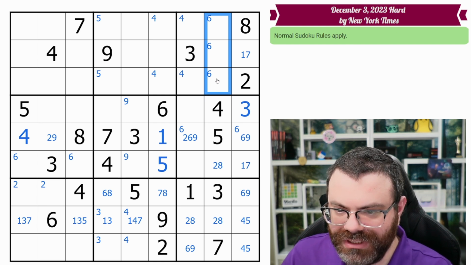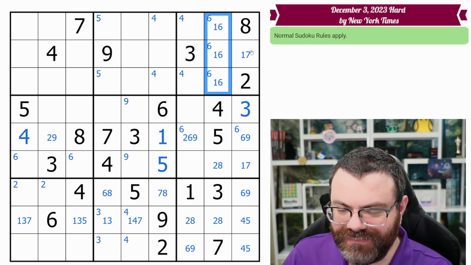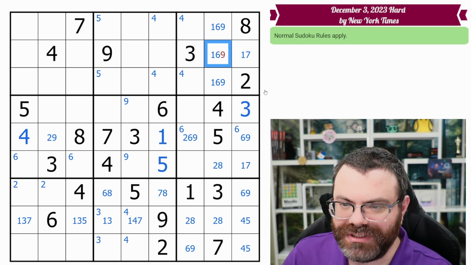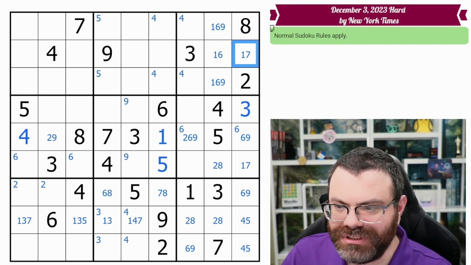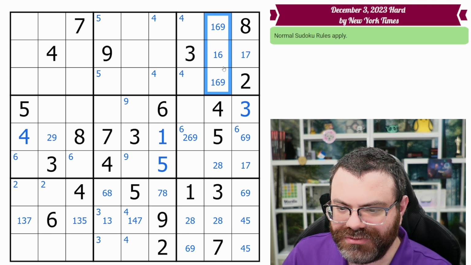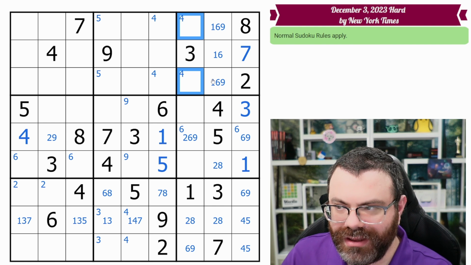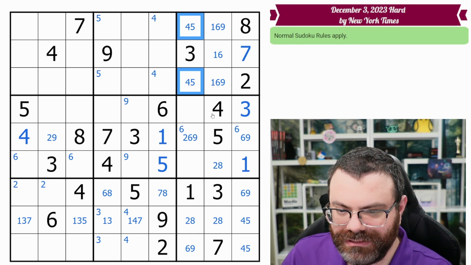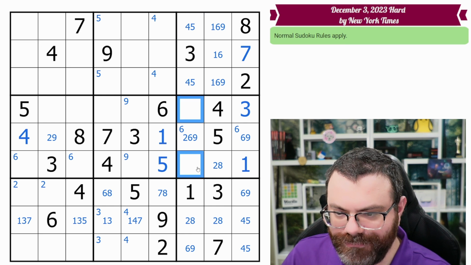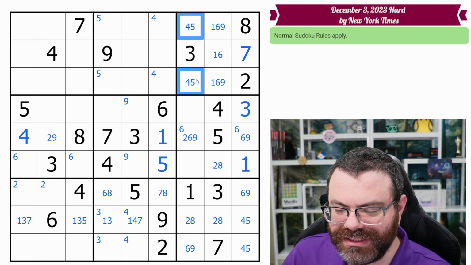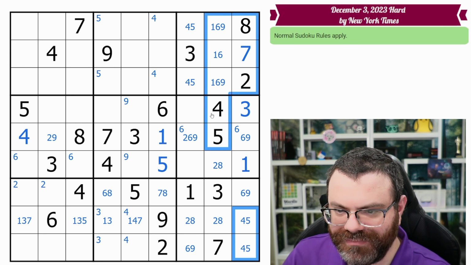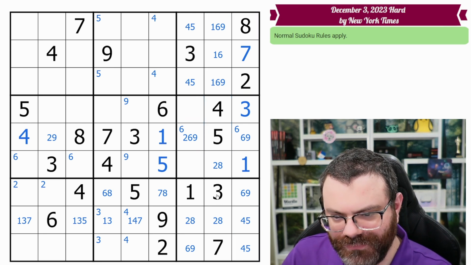So we need 1. We have 2, 3, 4, 5. We need 6. We have 7, 8. We need 9. So it was a naked 1, 6, 9 triple up here, which does mean this can't be a 1 because of the 1, 6, 9 triple. So that's a 7. That's a 1. This is a pair now. 4 and 5. Okay. That doesn't do anything. In fact, I could have seen this as a hidden 4, 5 pair after getting these 4, 5 pairs. So I'm not scanning this very well.